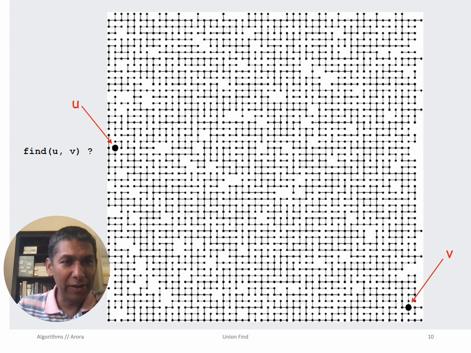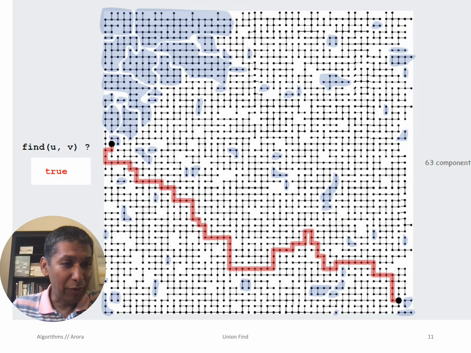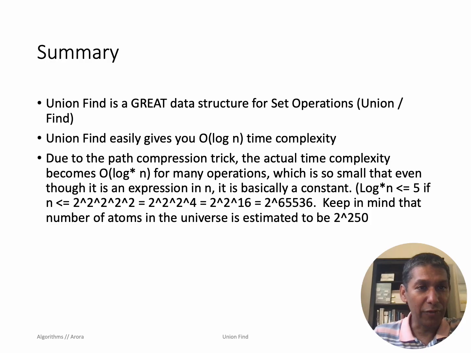As a small example here, you have these two vertices. Are U and V connected to each other? We can of course try to do a find here. I'm not sure they're connected, but if we use union find, we can easily find that overall this particular universe is divided into 63 components, and all of these are one component, and then there are some islands over here. So this can be done very quickly using union find.